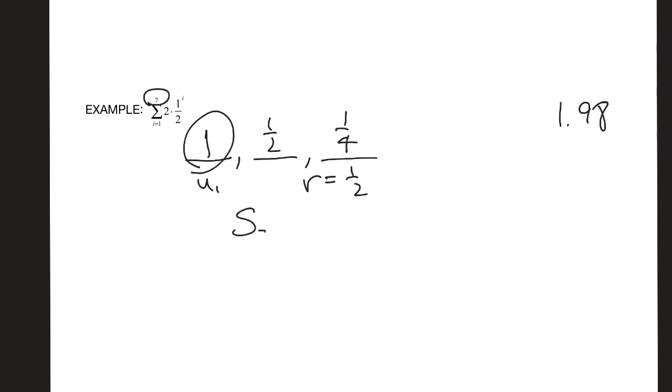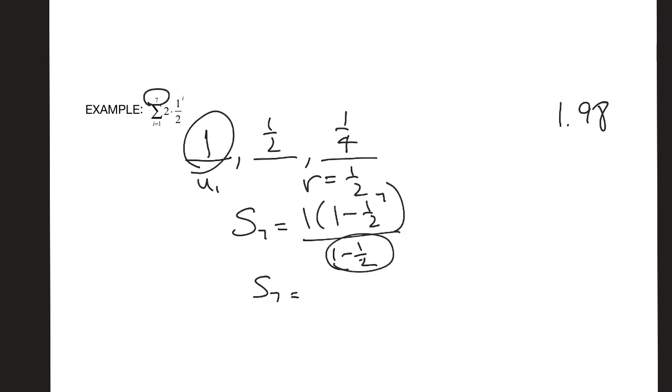So here we go. In the formula, the sum of the first 7 is going to be the first term times 1 minus the ratio raised to that same number, the same n, over 1 minus 1/2. Let's see. This denominator becomes 1/2, so 1 divided by 1/2 becomes a 2, and then this is 1 minus 0.5 to the 7th. Putting that in your calculator, you should get that 1.98.